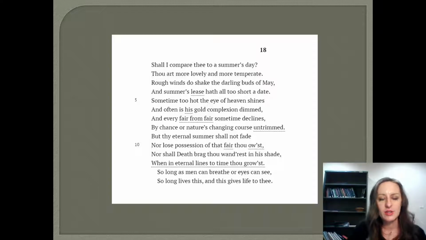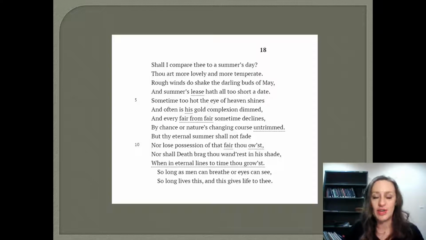So right. There we have it. That Shakespeare wrote these love poems to a young man. Okay.